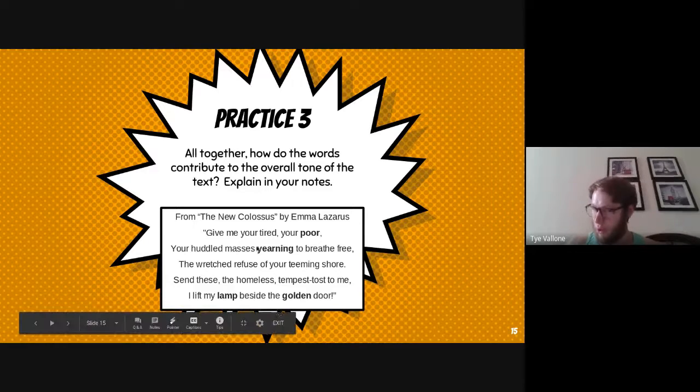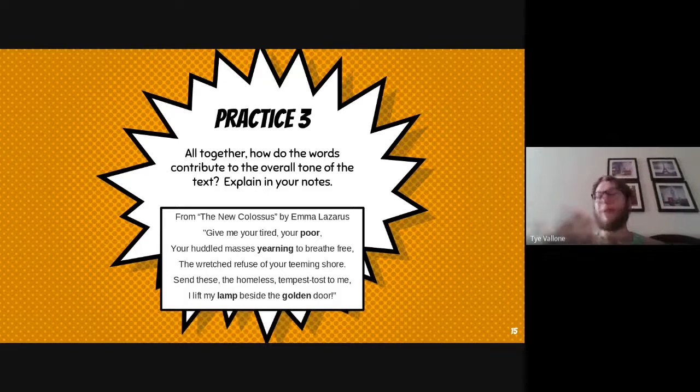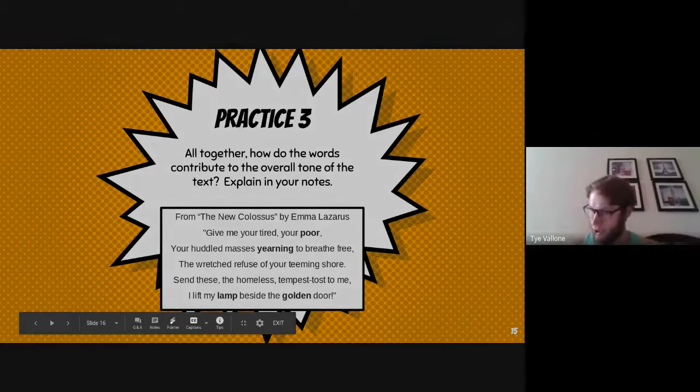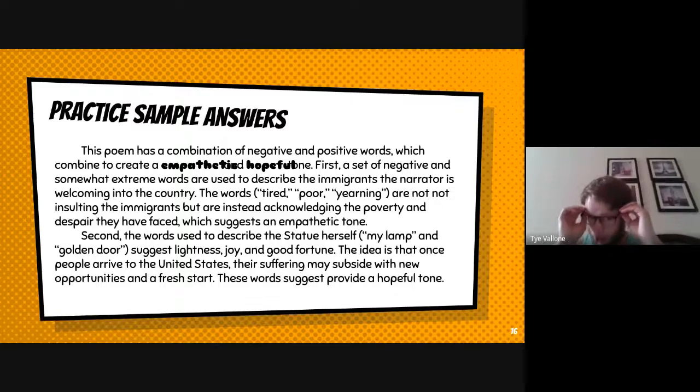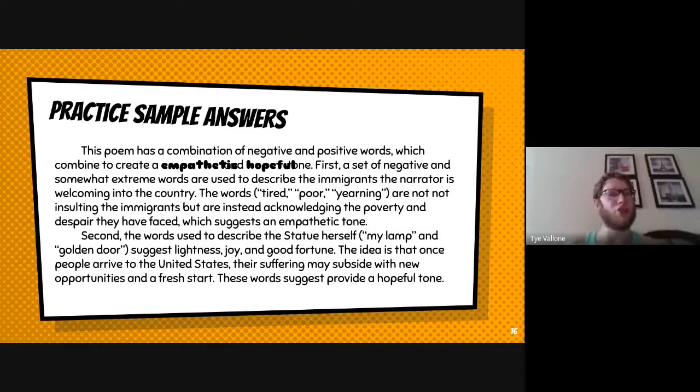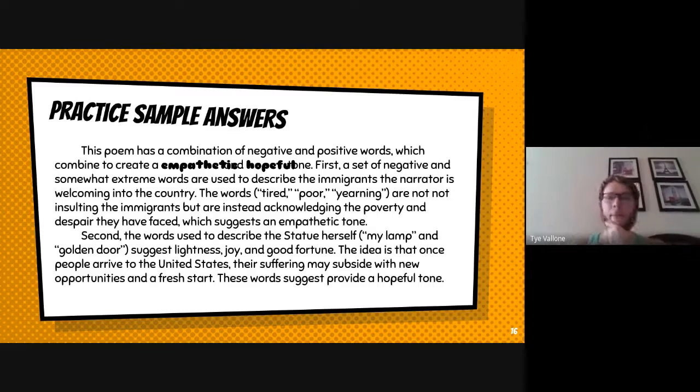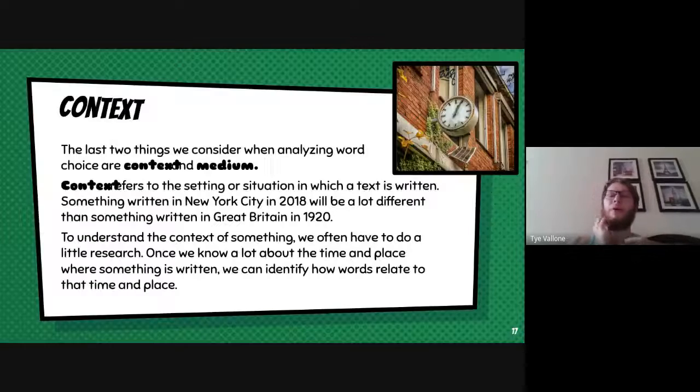So in the first part of this blurb here, our tone is probably what, a little bit sad, a little bit desperate, okay? But then in the second part, we have a hopeful tone, right? The words suggest a hopeful tone because of the new opportunities and a fresh start that America at this time would represent. And at this time is key because that has to do with the context. This is the last part of word choice that's important when we figure out why the poet uses these specific words, right? So we consider context and we consider medium.